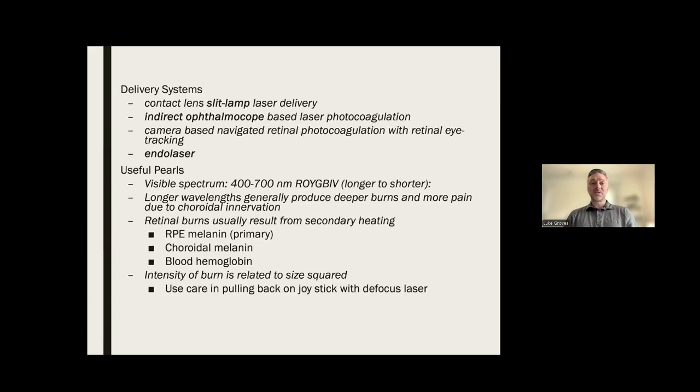The delivery systems most commonly used: slit lamp with contact lenses on the eye. The next most common would be an indirect ophthalmoscope, and then followed by your camera-based navigated systems. And so they have retinal tracking. A lot of retinal clinics especially utilize these today, where you can block off areas and say, don't hit the fovea, don't hit the optic nerve, and you're doing a proliferative diabetic case. And so you're doing wide field laser in the periphery and areas of non-perfusion. You can pre-program them so you have a navigated retinal system.